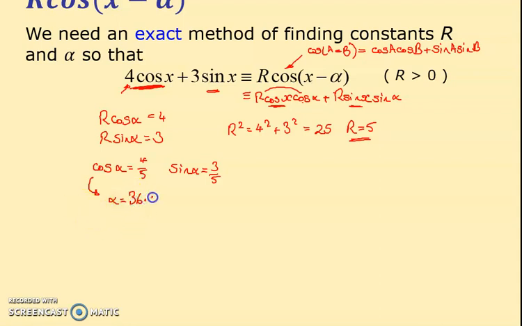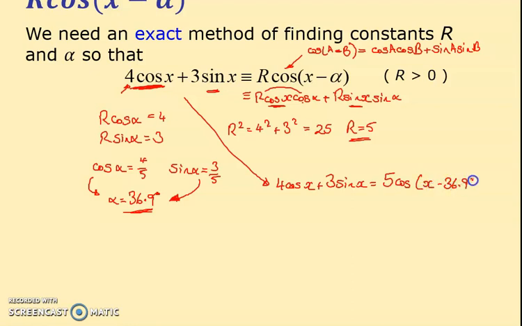Just do the other one. Just make sure to yourself that you get the same answer. You should get exactly the same answer. Now that is not always the case, but in this case you should. Just check it. So we finish with a statement that 4 cos x plus 3 sin x is actually equal to 5 cos(x minus 36.9), which is of course what we had on our graph on the previous slide.